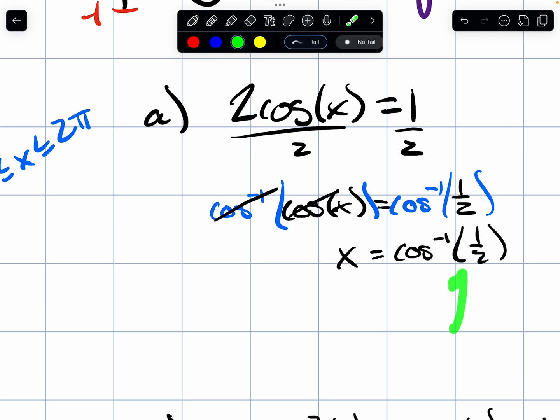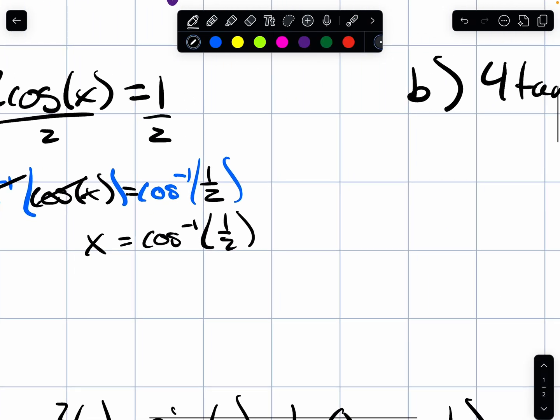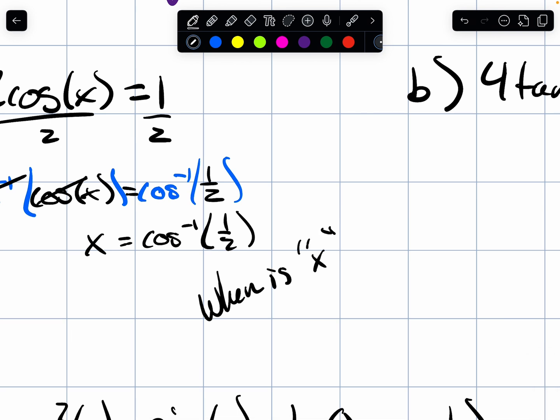And this question asks, so I always tell my students, what does this mean? Cosine is in terms of x and y is x. So basically what this asks is when is x 1/2?